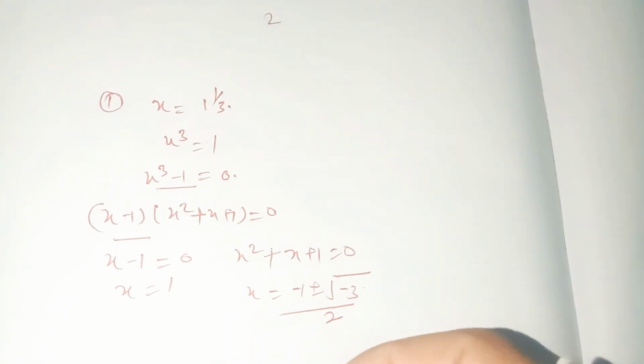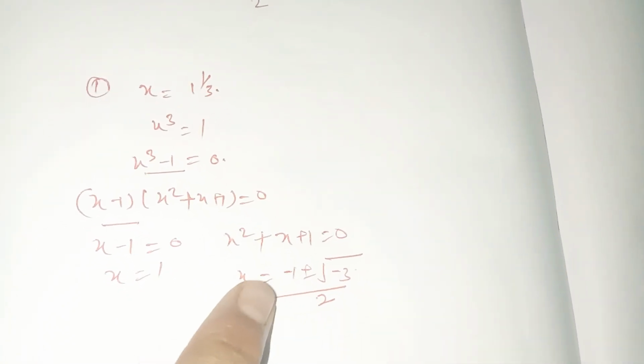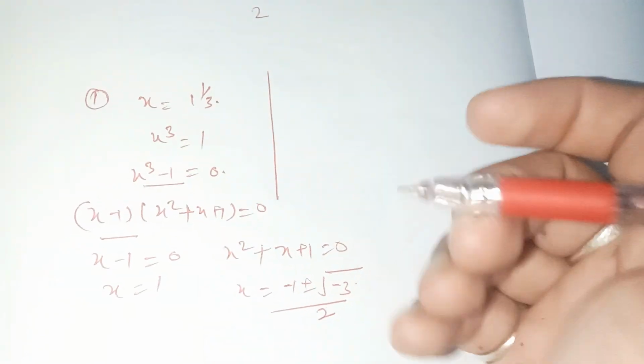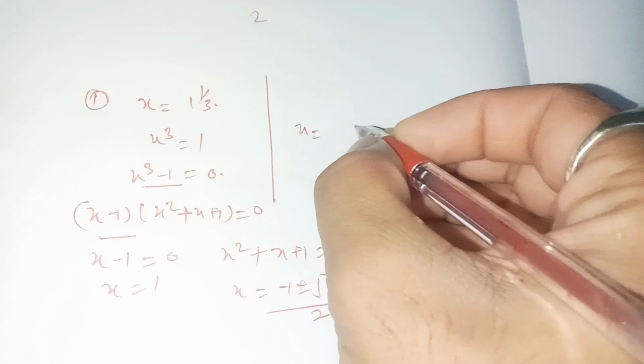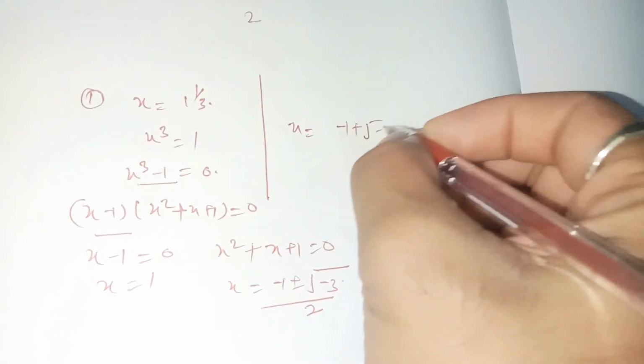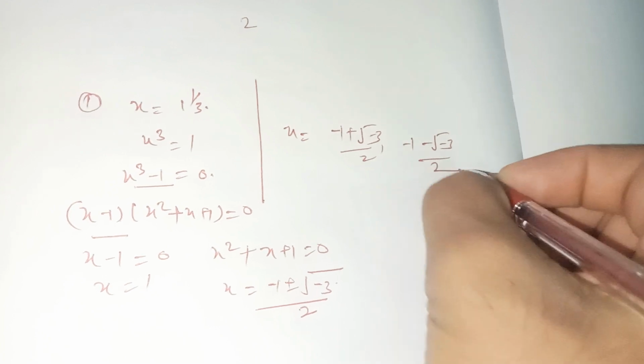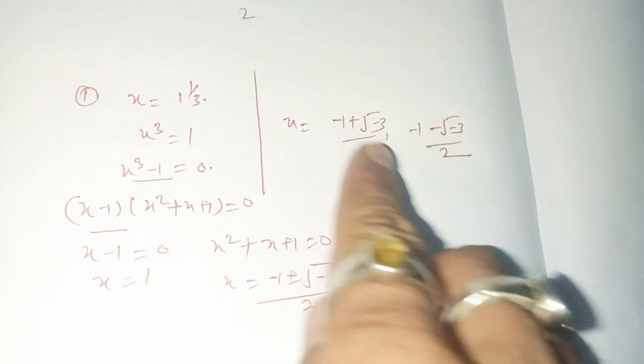All students, notice that this expression is represented by the plus and minus terms. Using this method, the solutions are x equals minus 1 plus root minus 3 by 2, and minus 1 minus root minus 3 by 2. Take special notice now: the minus under the root is considered in root problems.